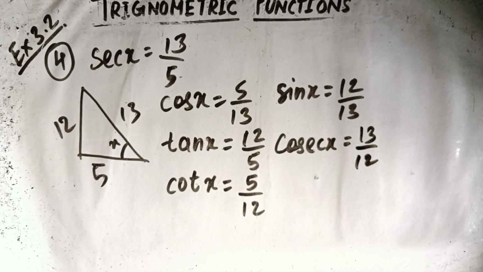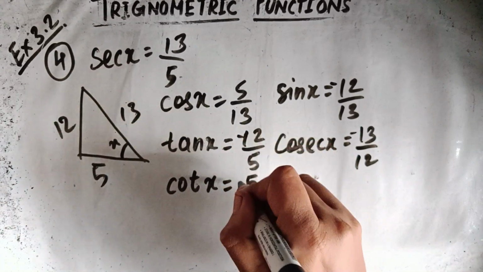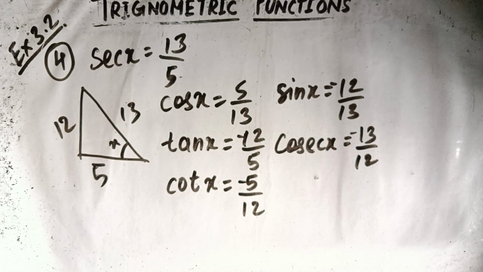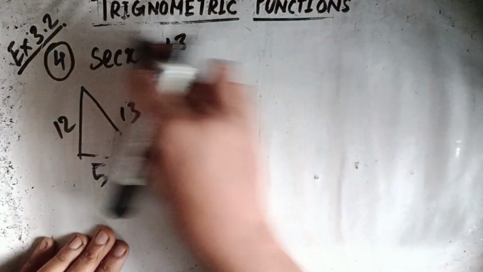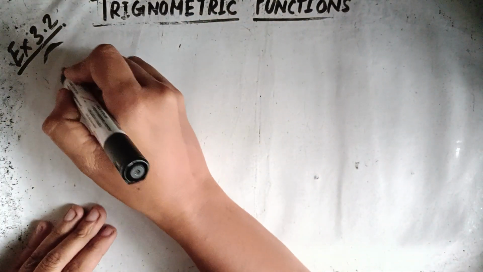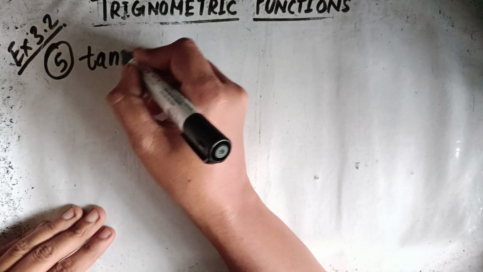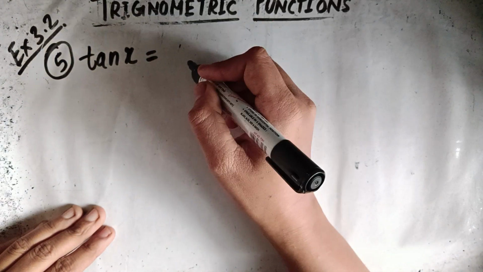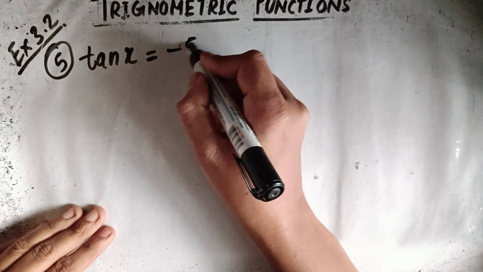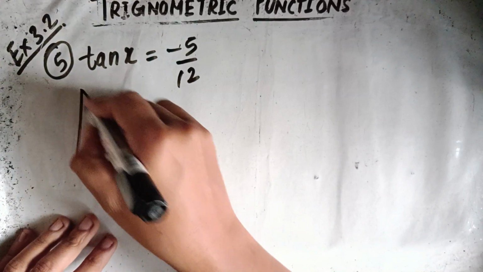Fourth quadrant, cos and sec are positive. Rest all are negative. Okay. Last one, tan of x is minus 5 by 12. X lies in the second quadrant.